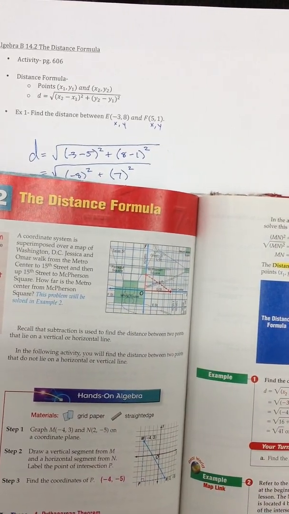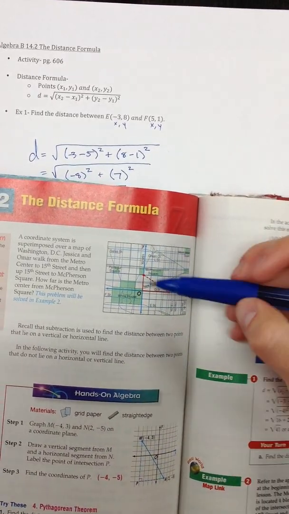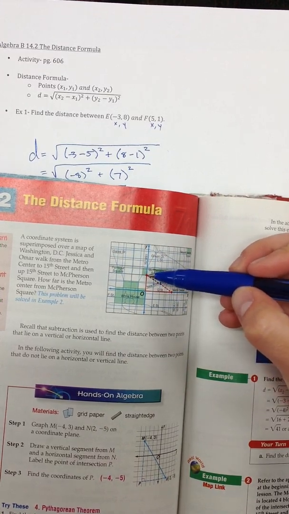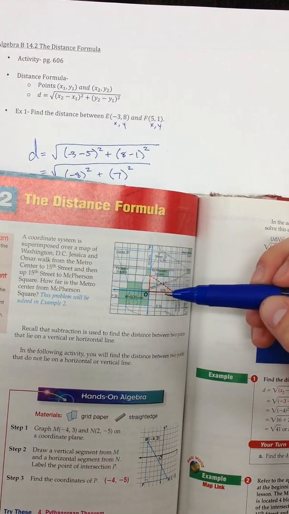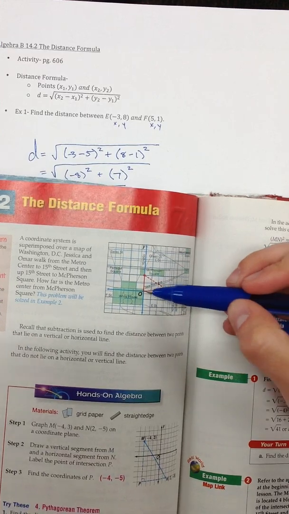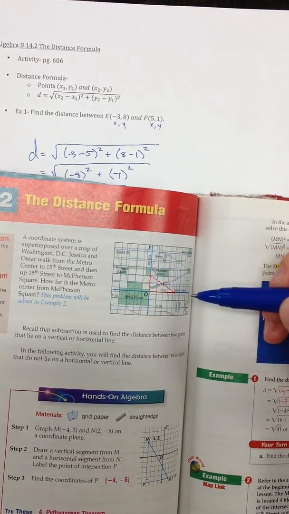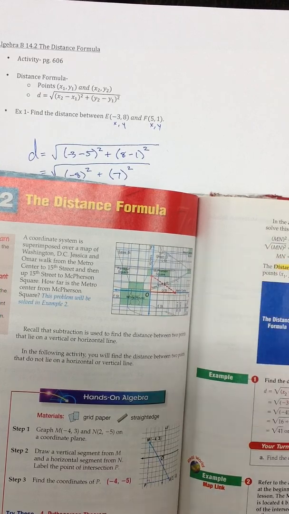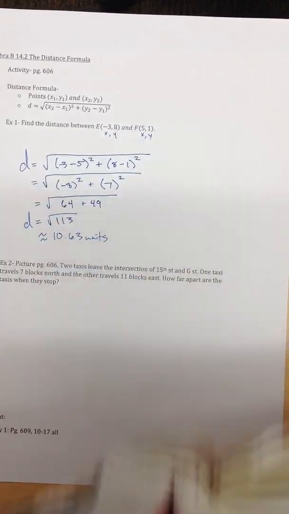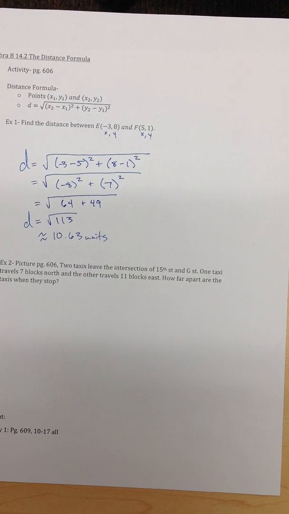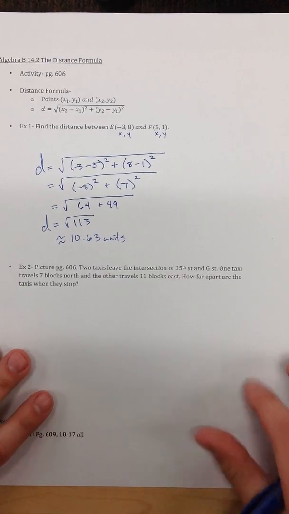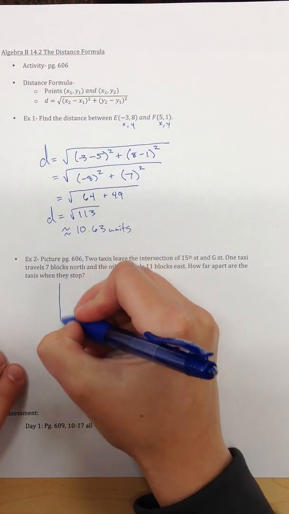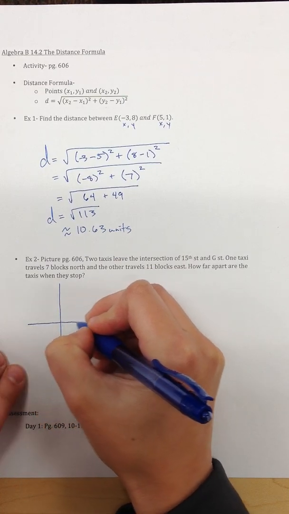And then it says one taxi travels 7 blocks north, so that one's going 7 blocks this way, and the other is traveling 11 blocks to the east. East is this direction, it's going 11 this way, and we're supposed to figure out how far apart the taxis are when they stop. Okay, so let's sketch our own picture out here so we can do some solving.